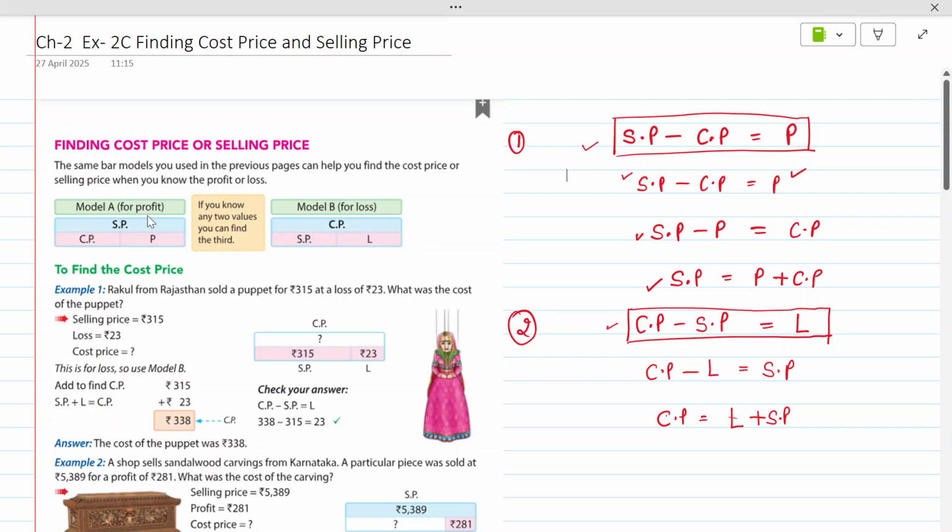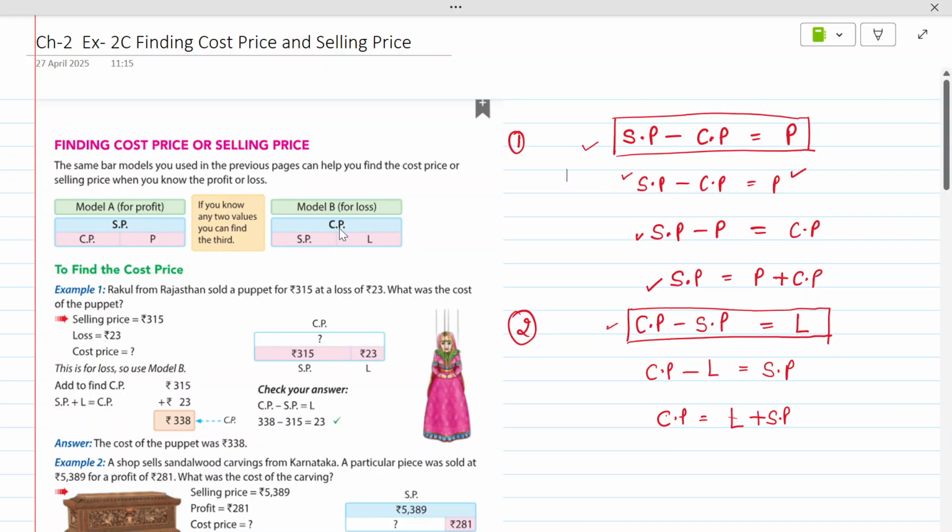So for profit, if SP is given to us and profit is given to us, we can always find this by subtracting these two. Also, if SP and CP are given to us, we can find out the value of profit by subtracting these two. And if these two are given to us, we can always add them to find the SP.